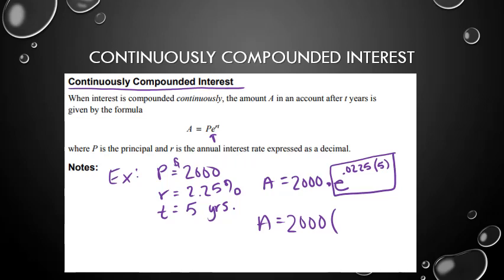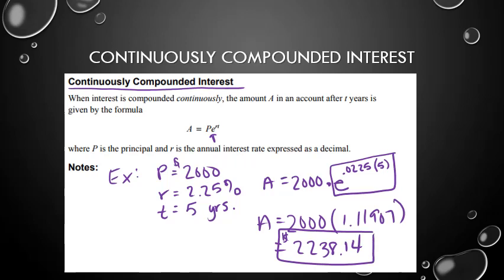But that gave me like 1.11907, and I'm just going to take that amount and multiply it by 2,000, and I have $2,238.14, and that's what they continuously compounded, which is also called simple interest.